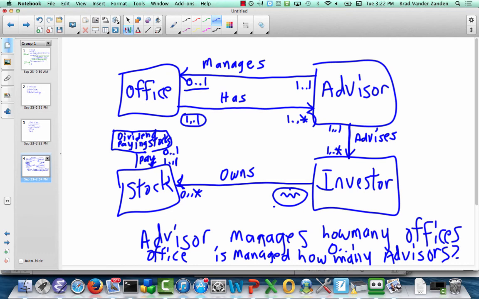A broker transacts the purchase of a stock for an investor. It's a ternary relationship.